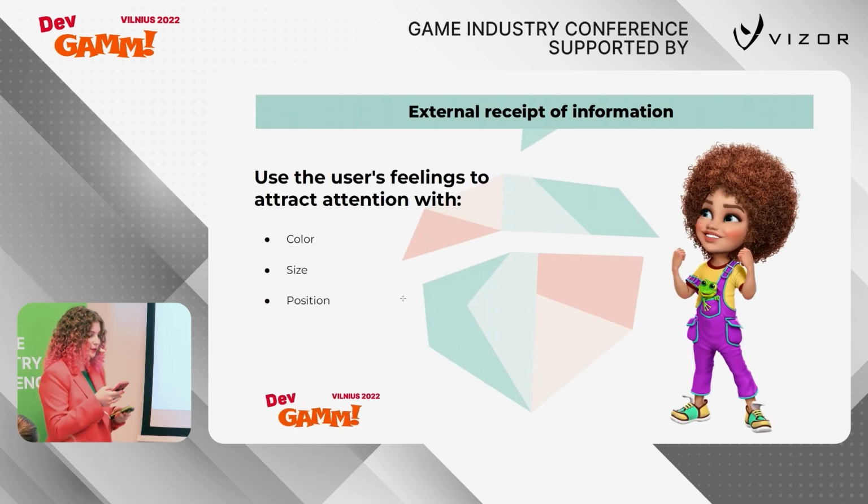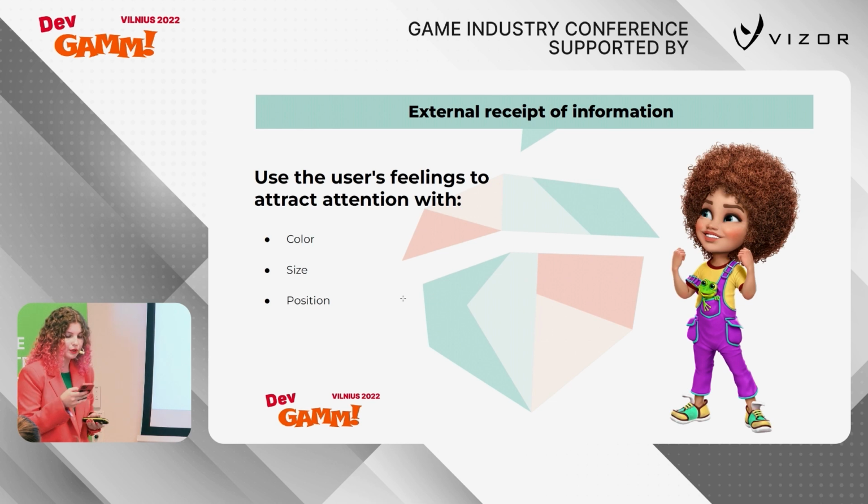So use user feelings to attract attention. A good UI should always have an emotional impact on the user and make them feel something. And in the digital world, it's only possible to attract the user's attention with two senses: auditory and visual, which are regulated by color, size, and position.